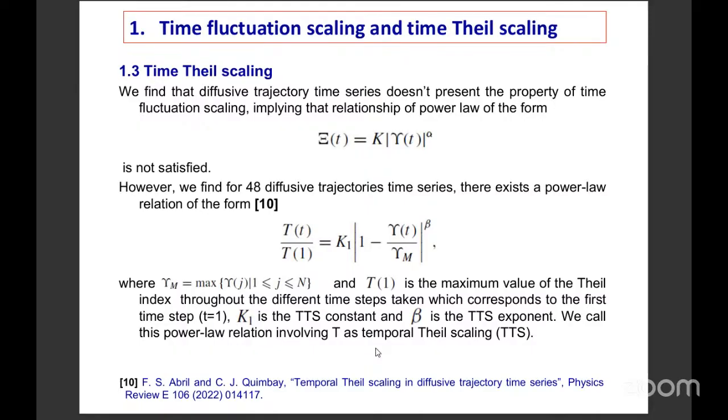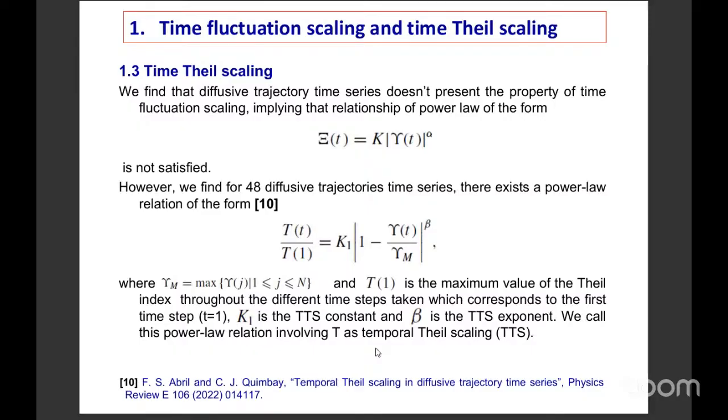But for 48 diffusive trajectory time series, we prove that there exists a power-law relation in this form. This is the tail index normalized to the maximum value of the tail index at time 1, where T is 1 in the diffusive algorithm, and this is the mean as a function of time, and this is the maximum value of the mean.